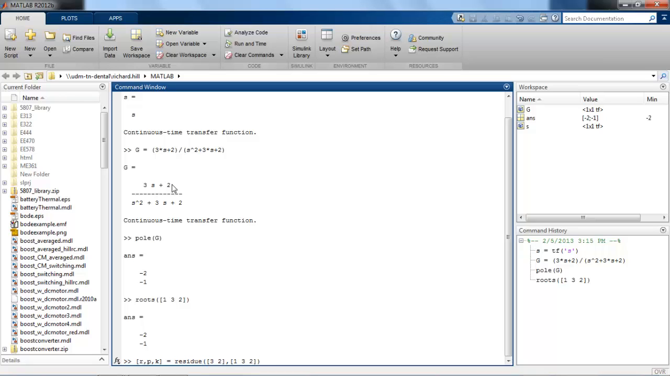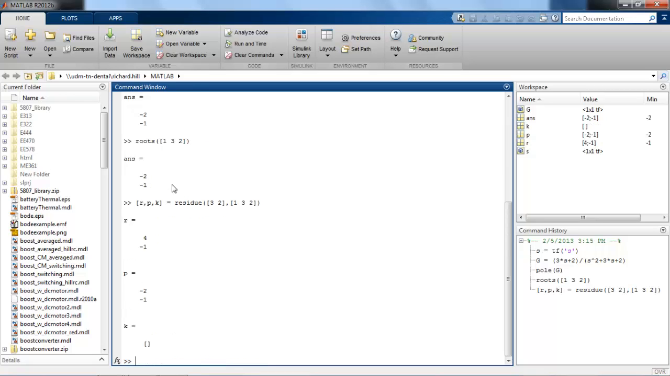And so if we hit enter, we get the residues and the poles. And the ordering of those two vectors show the correspondence. So the first residue was 4, and that goes with the first pole, which was -2. And the second residue was -1, and that goes with the second pole, which was -1.